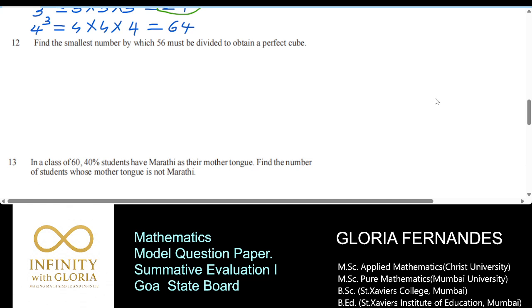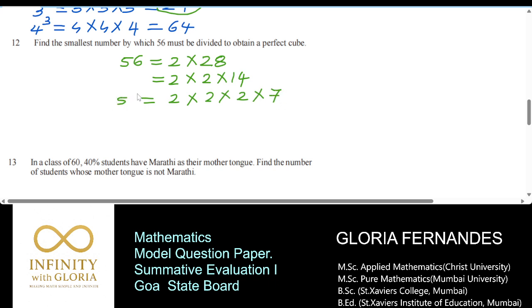Find the smallest number by which 56 must be divided to obtain a perfect cube. Okay, so we'll have the factors of 56. You can go for a vertical division or you can go for a horizontal. Last time we did a vertical, we'll go for a horizontal now. So 56 is divisible by 2. So 2 2s are 4 and 2 8s are 16. Then further 28 can be divided as 14 2s are 28. Then again 14 can be written as 2 7s are 14.